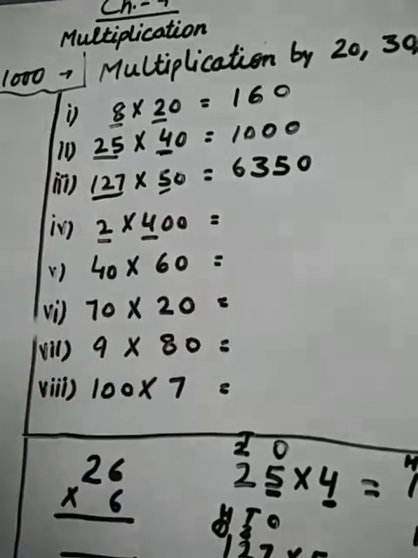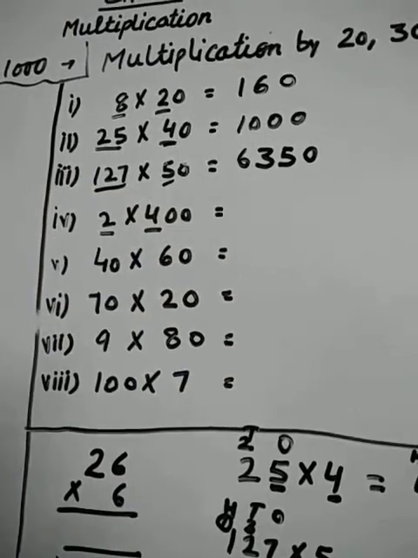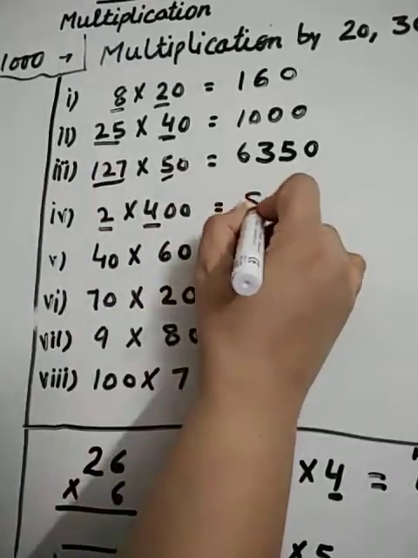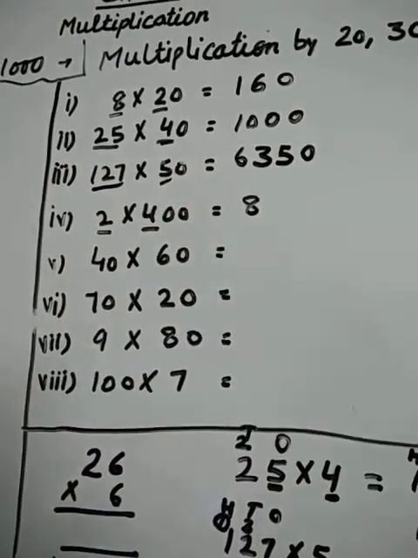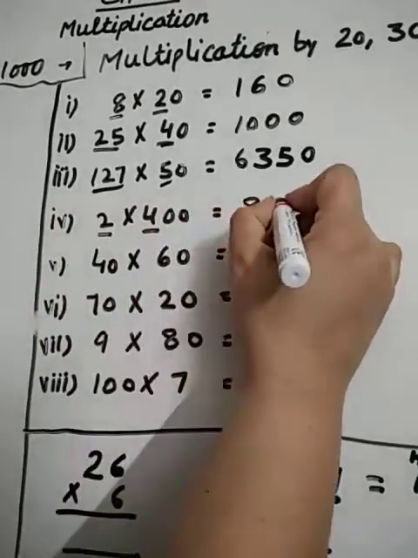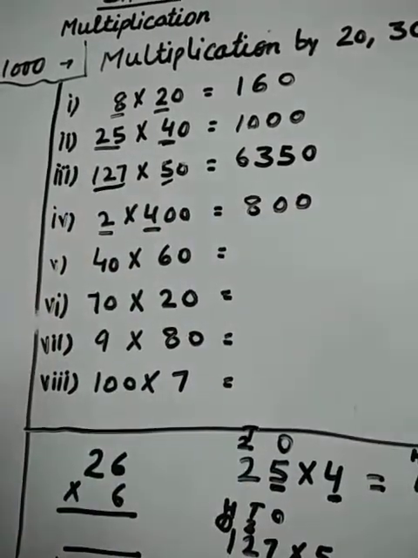Now the next sum. 2 multiplied by 4. 2 4s are 8. See, and how many zeros are there? 2 zeros are there. So my answer is 800.